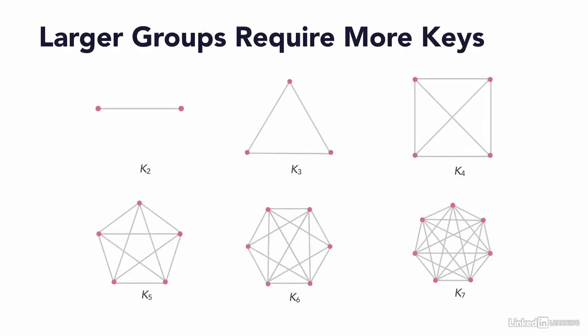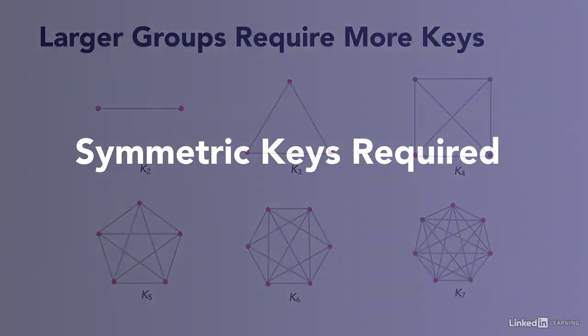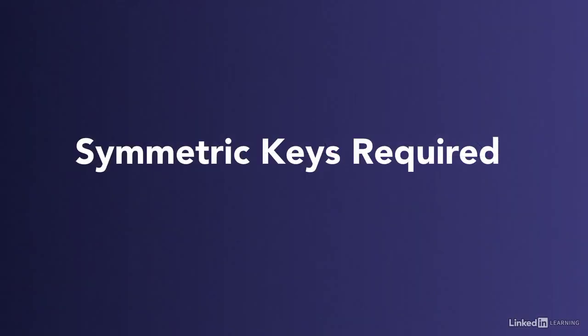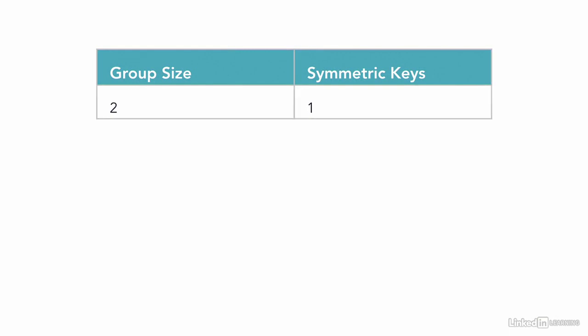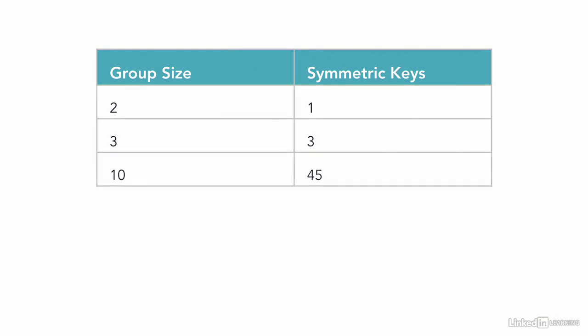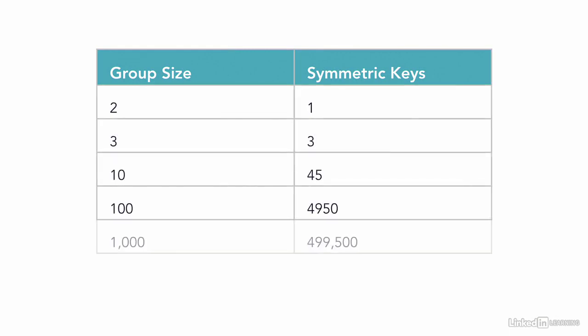As groups get larger, we need more and more keys to facilitate their communication. There's a formula that computes the number of keys required for symmetric cryptography. Where n is the number of people who wish to communicate, multiply n by n minus 1, and then divide the result by 2.